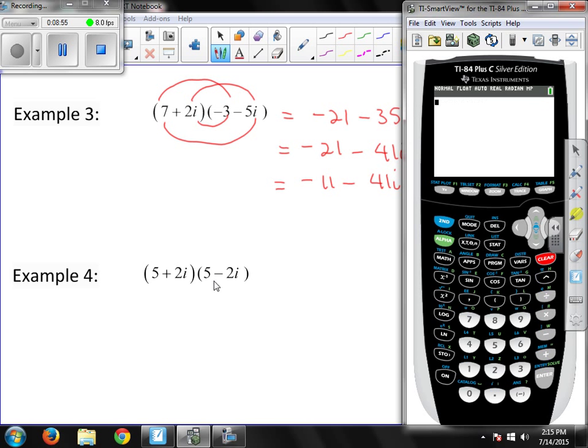Let's do example 4 on the calculator. Parentheses, 5 plus 2i times 5 minus 2i. When I multiply these two complex numbers, I got 29. Notice the imaginary part does not show up on this problem.